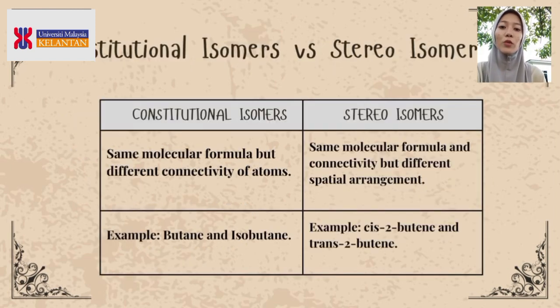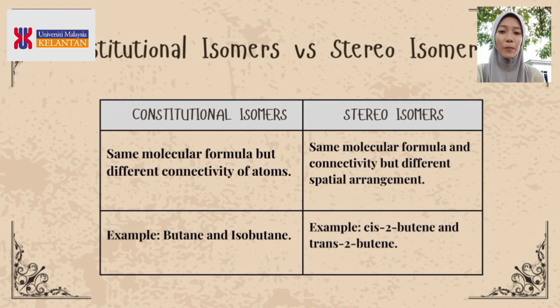Let's start with the difference between constitutional isomers and stereoisomers. Constitutional isomers have the same molecular formula, but the atoms are connected in a different way. For example, butane and isobutane. They both have the same formula C4H10, but their structures are connected differently.